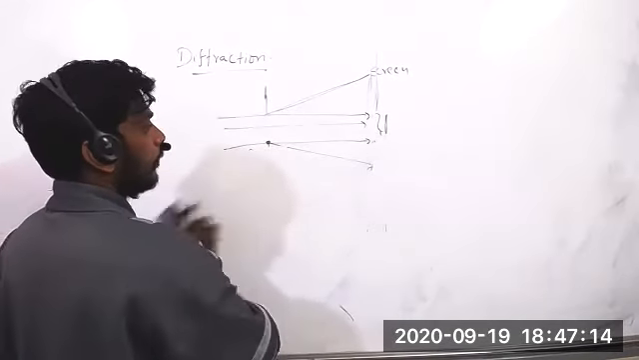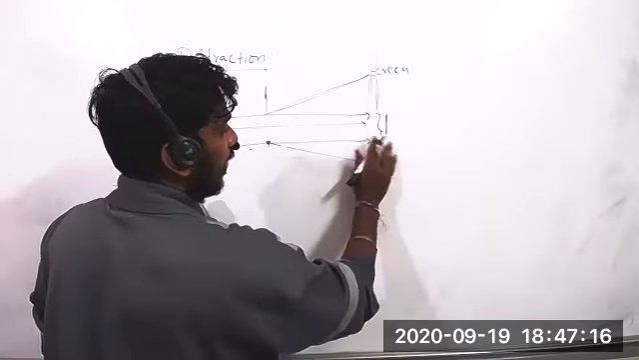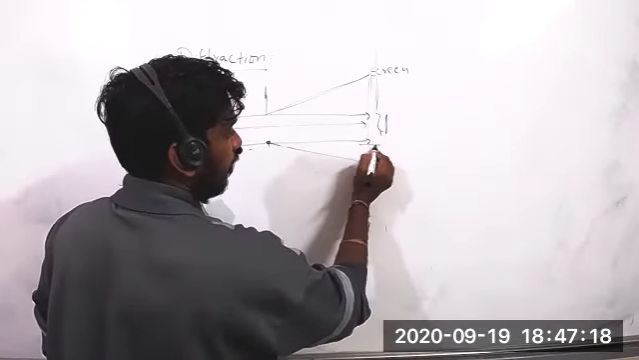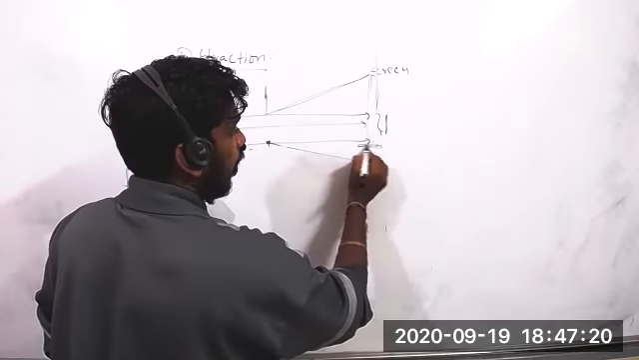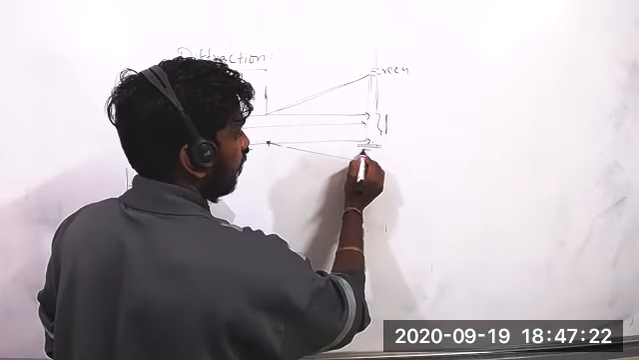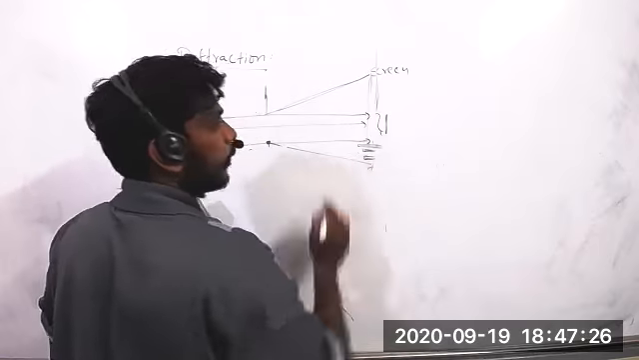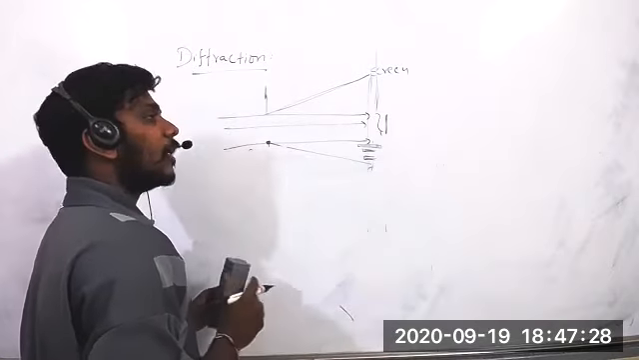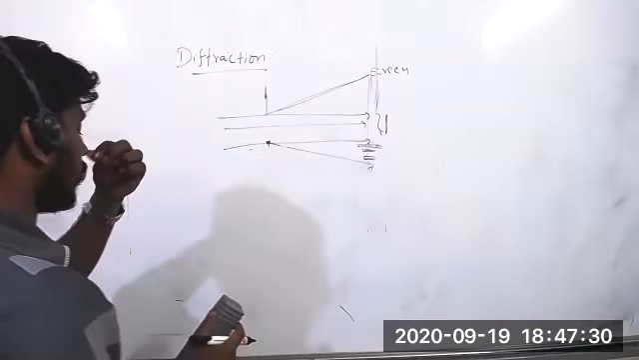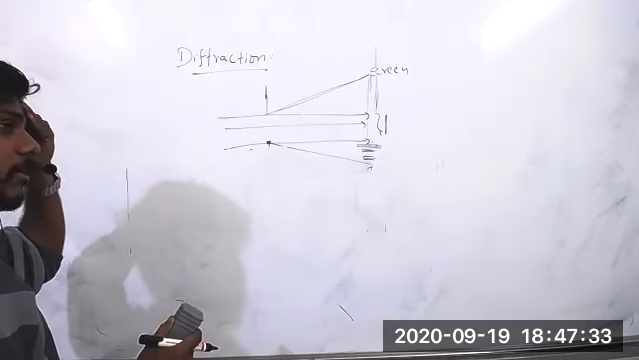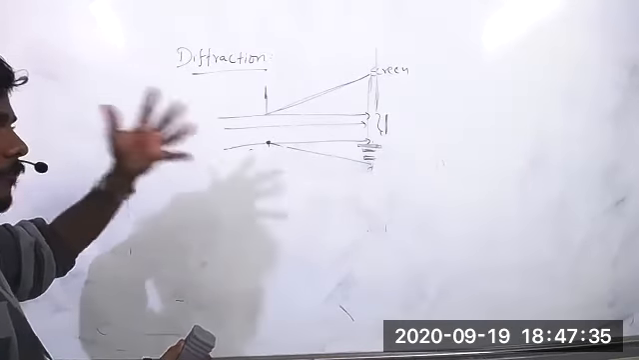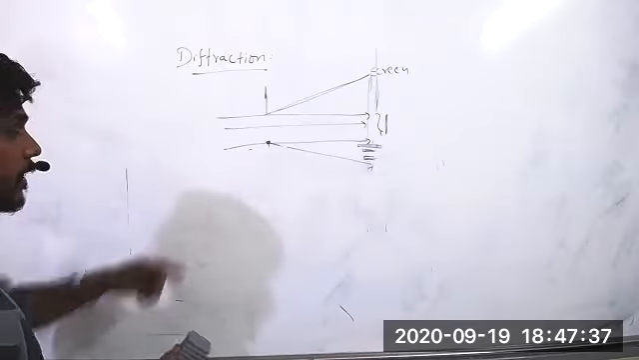Let's see what will happen. Once it is entered like that, fringes will form here: dark fringes, bright fringes, dark fringes, bright fringes. These are not like what we got in the last class, the Young's double slit experiment fringes.